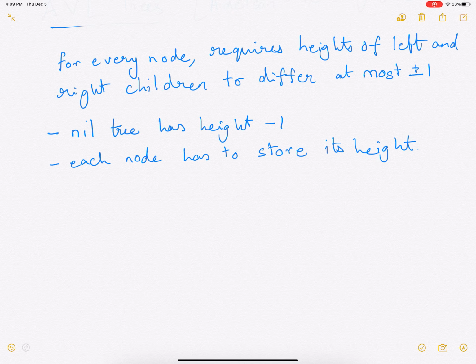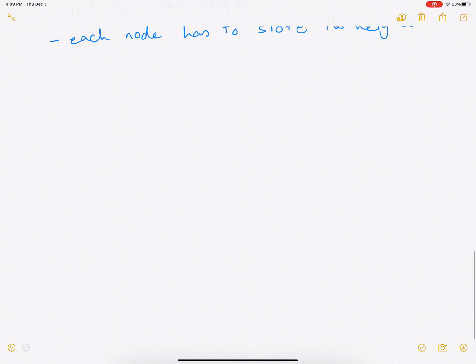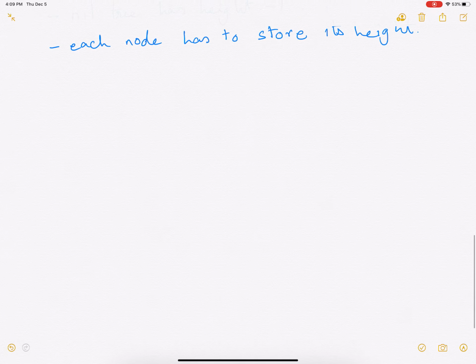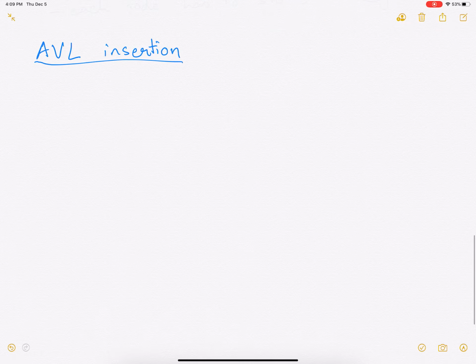I'll first talk about AVL insertions, and I'm going to talk about that with an example. So how do we go about insertion? In this video, we'll mainly focus on insertion, and AVL deletion is going to be similar. So first, you'll insert as a BST. The AVL tree is a binary search tree, so it'll insert as a BST.